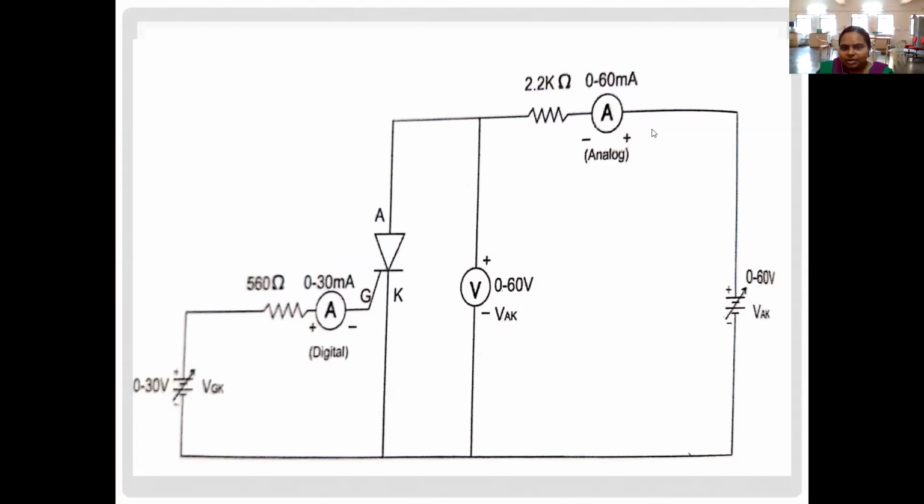And the positive terminal of the ammeter is connected again to the anode cathode voltage, that is 0 to 60 volts, the positive of the ammeter to the positive of the RPS 2. This we call RPS 1 and this we call RPS 2. Then the negative terminal of the VAK is connected to the voltage, and also to the cathode of the SCR, and then the whole thing is connected to the negative of the VGK, that is RPS 1. This is the construction circuit diagram for the SCR.